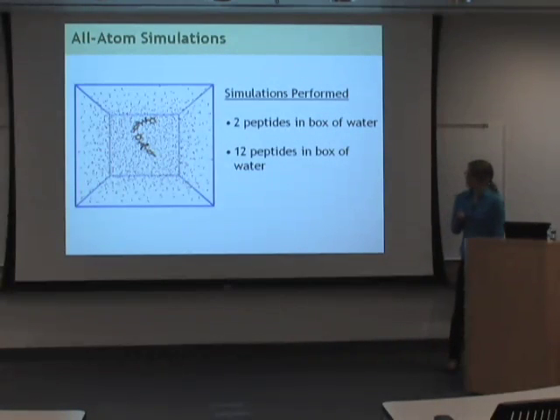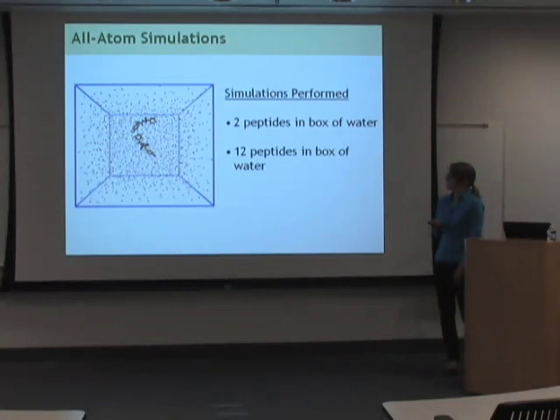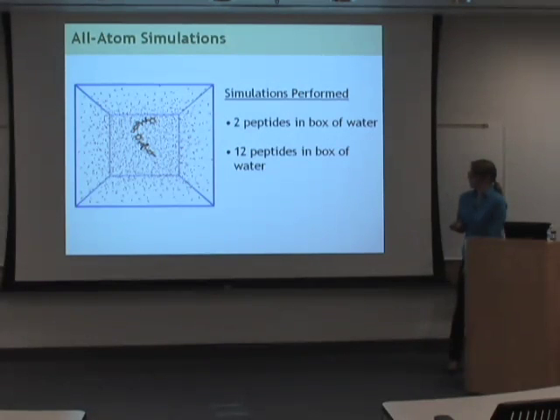And so we do this first using simulations. We did 2 simulations on this variant system, one with 2 peptides in a box of water just floating around, and one with 12 peptides in a box of water. We did that on the 2-peptide level to see what happens with just 2 of these, and then the 12-peptide level to assess does higher order structure play a role in its assembly, and are there any differences between how it interacts when there's 2 or 12 peptides around.